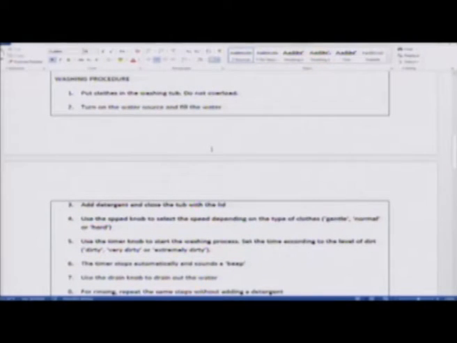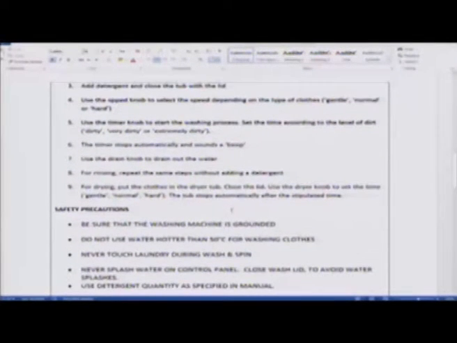Next, washing procedure. So, here again instructions: put clothes in the washing tub, do not overload. So, short sentences again: turn on the water source and fill the water, add detergent and close the tap with the lid. Use the speed knob to select the speed depending on the type of clothes, gentle, normal or hard. Use the timer knob to start the washing process. Set the time according to the level of dirt. So, again what specifications are available are listed here.